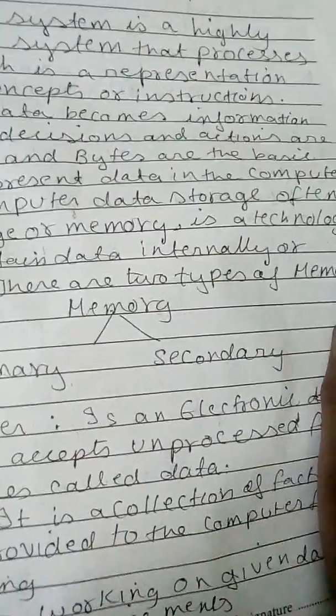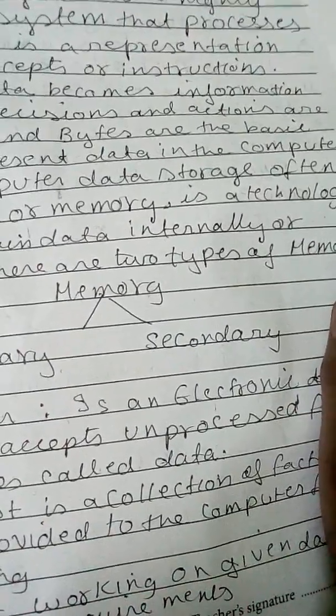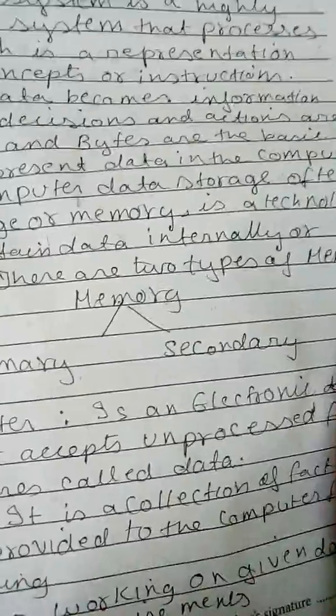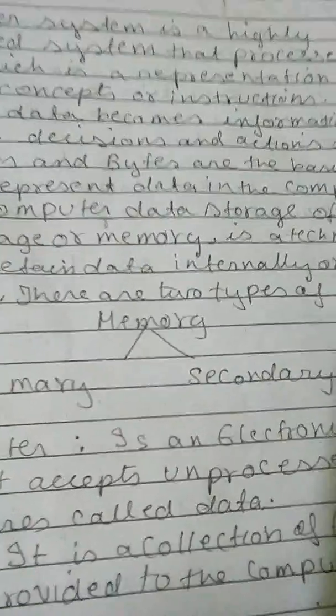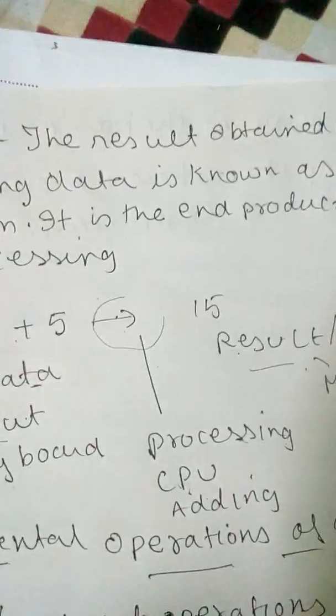Next, after giving the data to the computer through the keyboard, processing takes place. What is processing? Processing is working on the given data as per requirements. So whatever data you are giving, processing takes place on the basis of the instructions you are giving. After processing comes the information. Information is the result that is displayed on the computer.